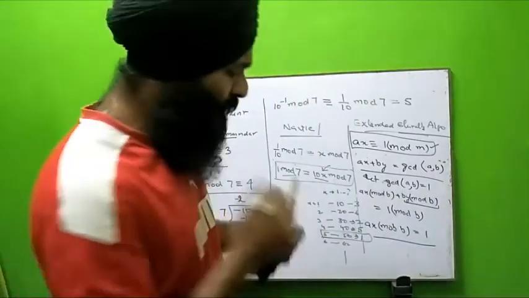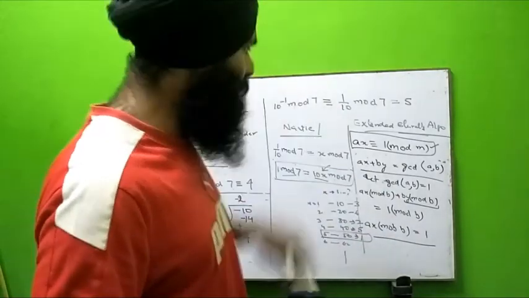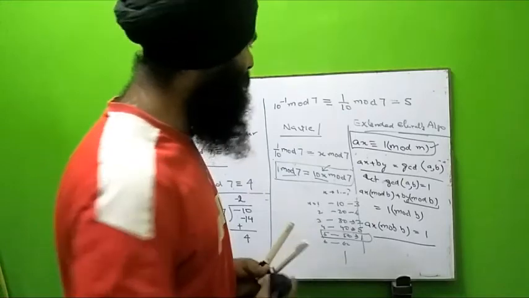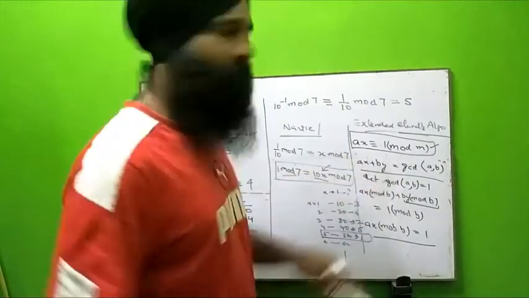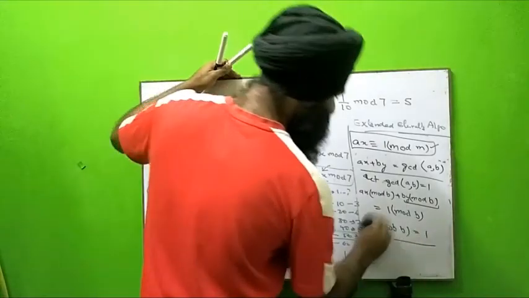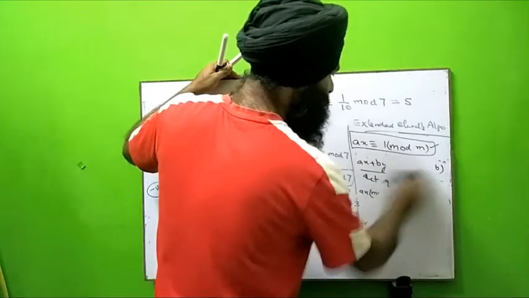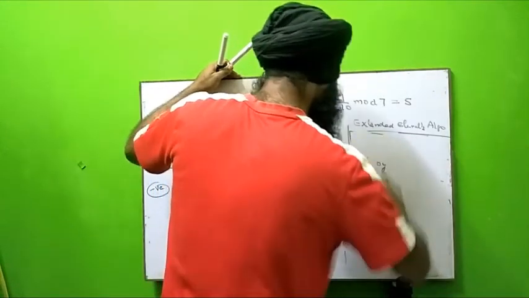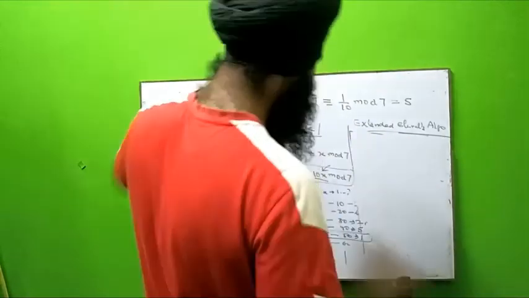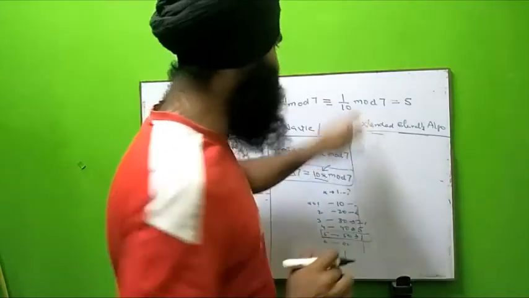So we are going to use this equation for finding the inverse. Let's see how we are going to do that. The basic idea is using this one remainder and going back to the top in reverse order. Now let's see how we are going to implement that.